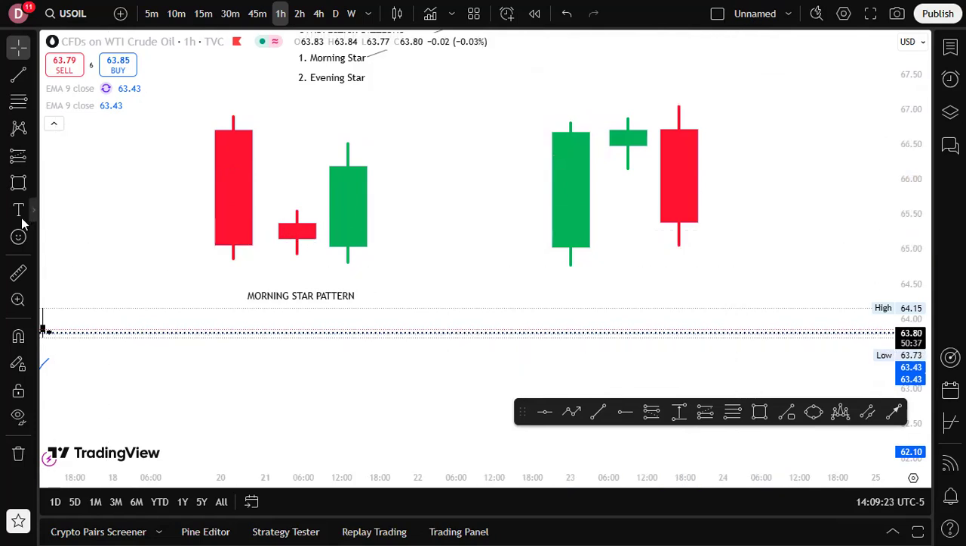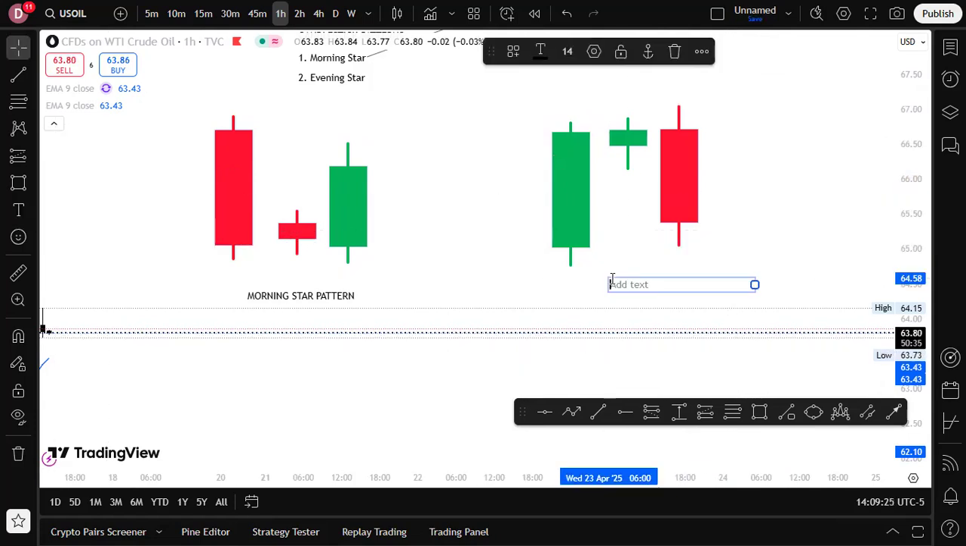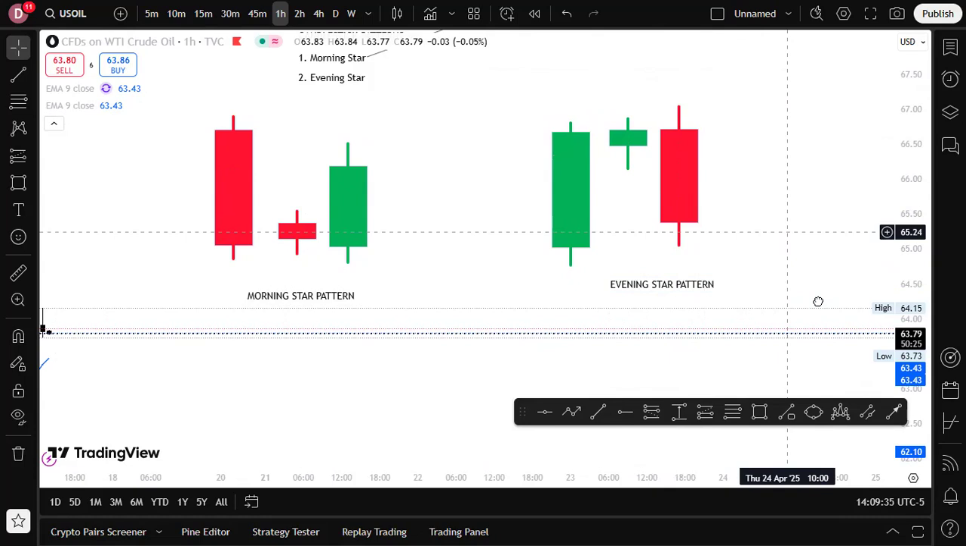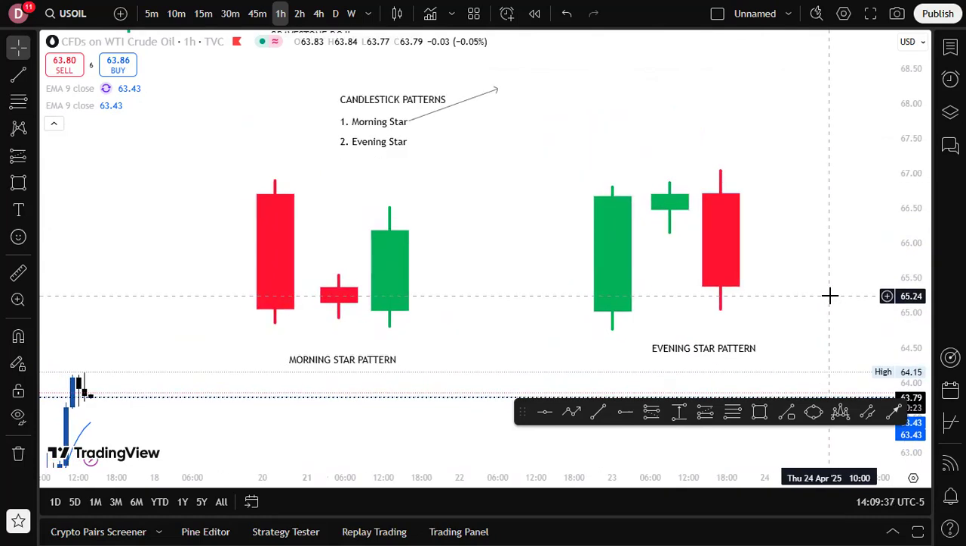And now this is an evening star pattern. So let's talk about the definition again, and then I'll begin to explain how these candlesticks form and how they are considered either a morning star pattern or an evening star pattern.